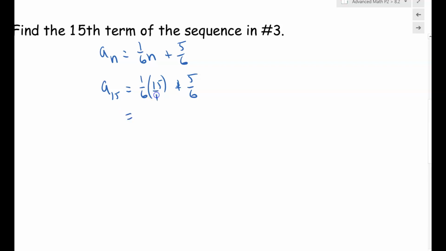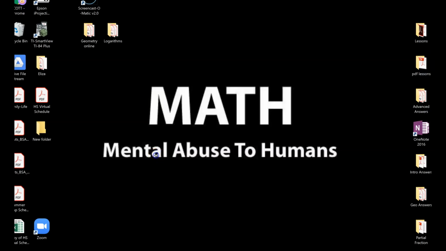So remember, this would be 15 over 1. So this would be 15/6 plus 5/6. I wouldn't bother reducing 15/6. I would just add it right now. And we get 20. Oops.